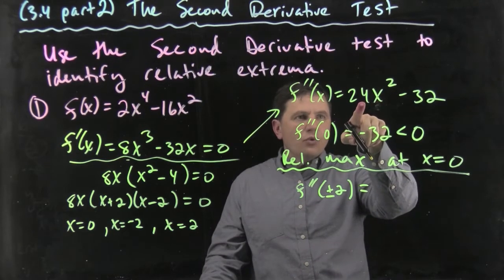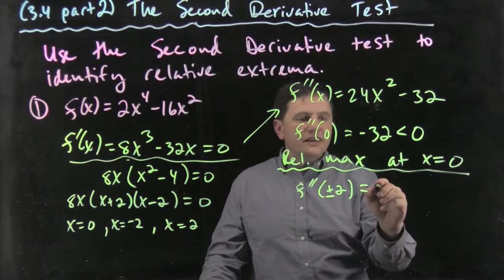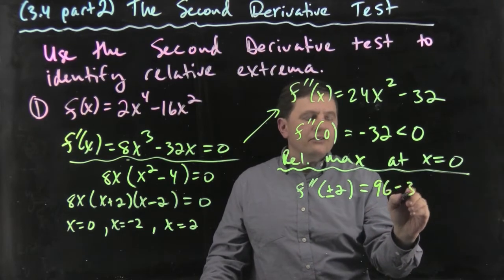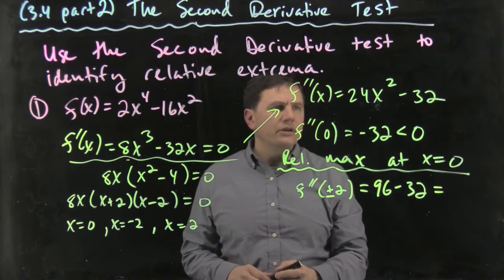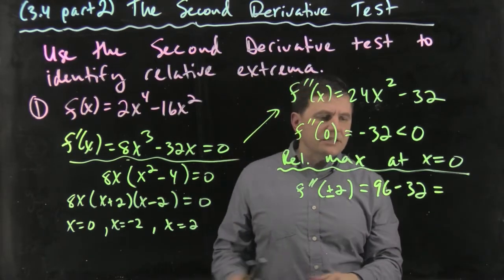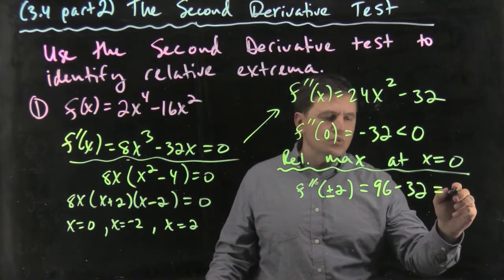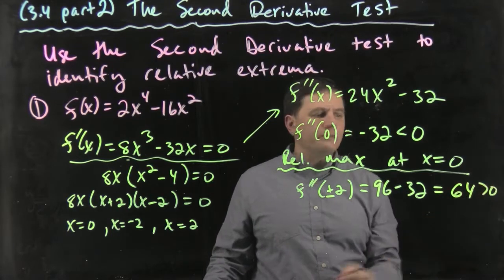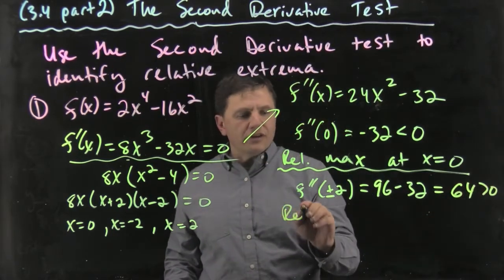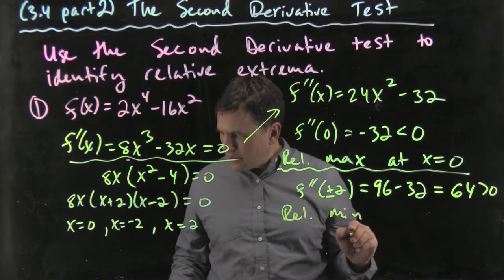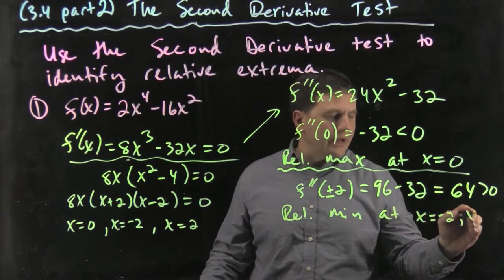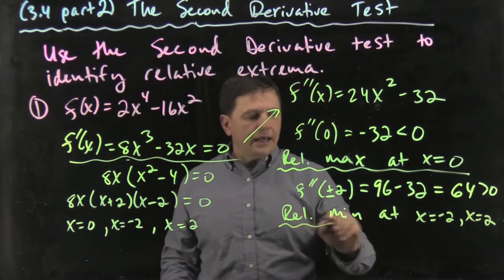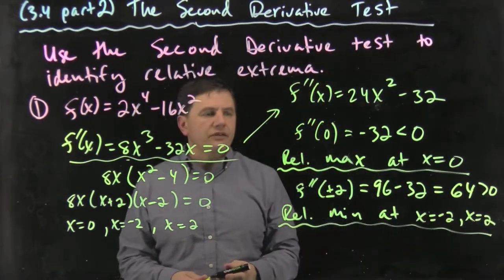4 times 24, what is that, 96? 96 minus 32. So that is, get that right, because that's 48, yeah. So that's going to be 64, which is greater than 0, okay? So we have a relative min at both x equals -2 and x equals 2. And that is it. That's our double derivative test.